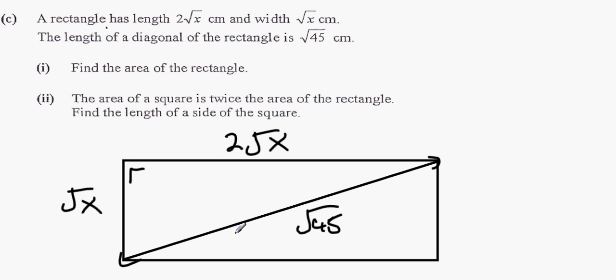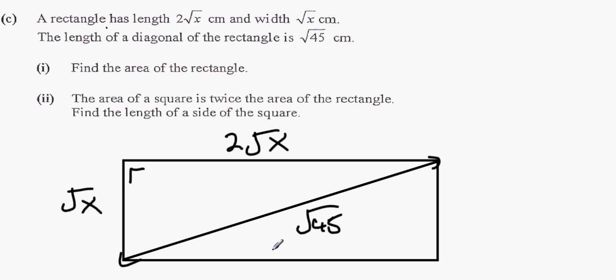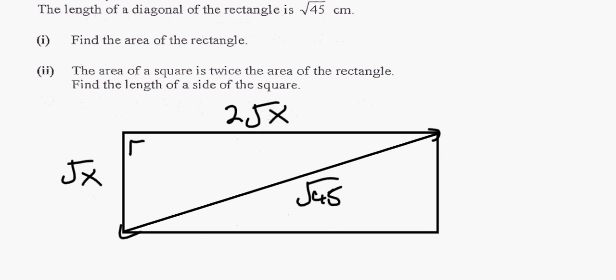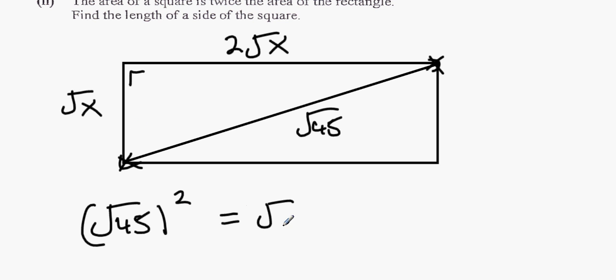Now, Pythagoras' theorem is the longest side squared. So using Pythagoras' theorem, it's the hypotenuse squared. The hypotenuse is the longest side. So it's root 45 squared equals the other sides squared and added together. So you've got to square them: root x squared plus 2 root x squared. You've got to square them and add them together.